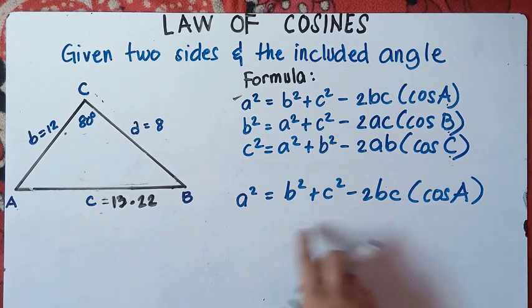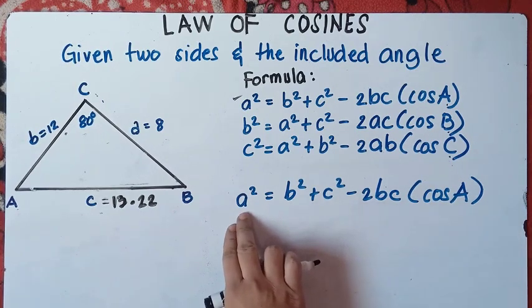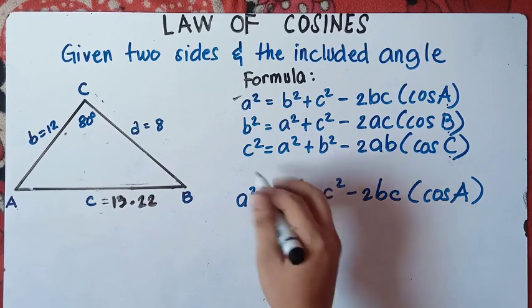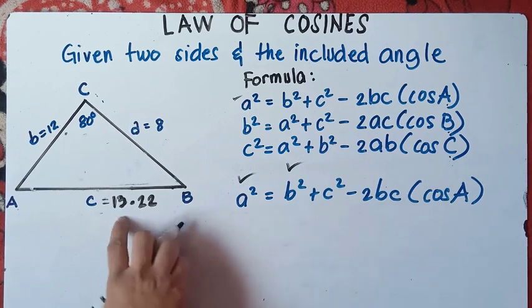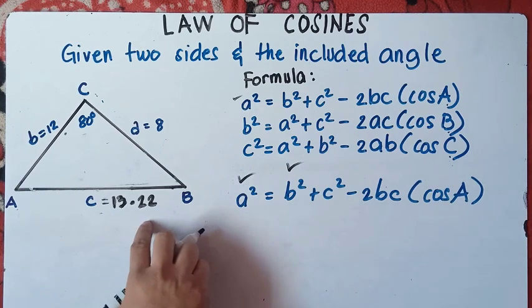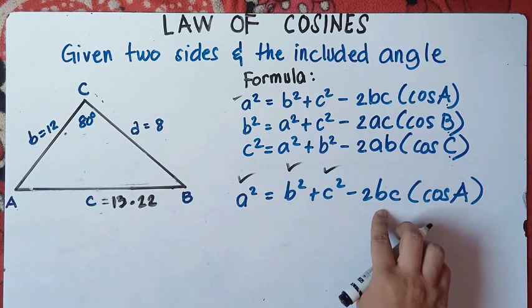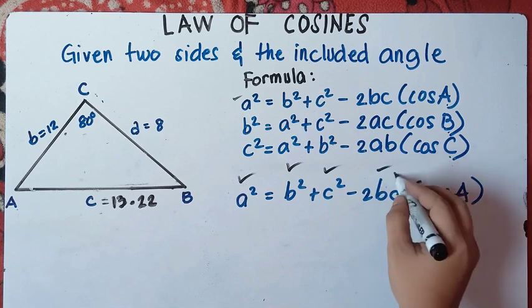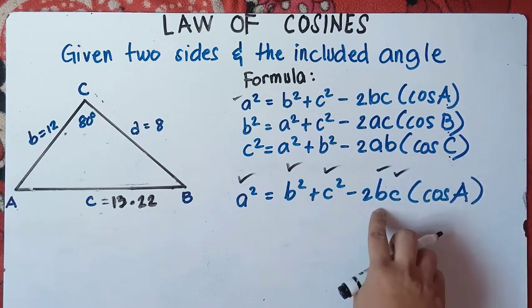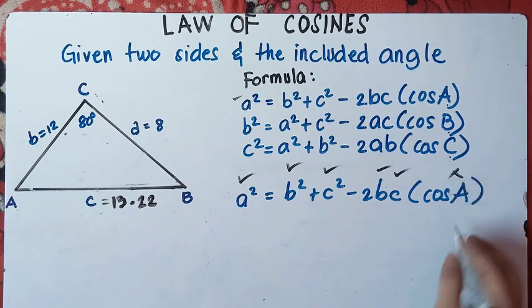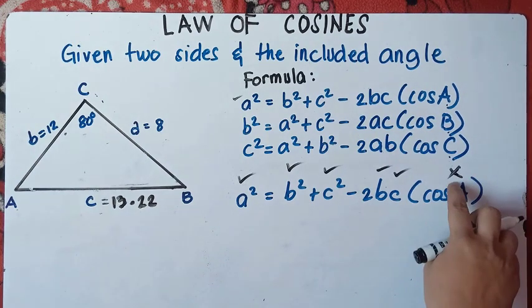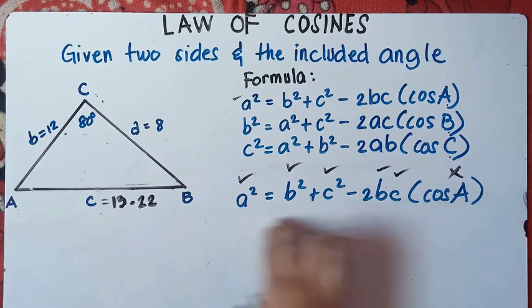Okay, at least we have one unknown. We can use the formula. Do we have side A? Yes, we have side A. Do we have side B? Yes. Side C? Yes, we just answered a while ago, 13.22. Yes. B and C? Yes, we have B and C. And we don't have cosine A. So if there's only one unknown, cosine A, we can use this formula.